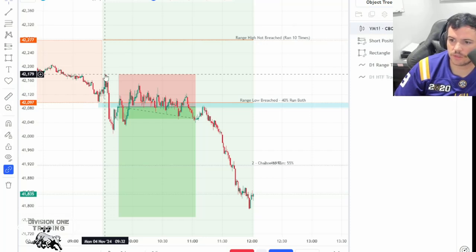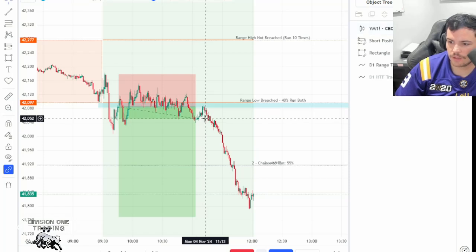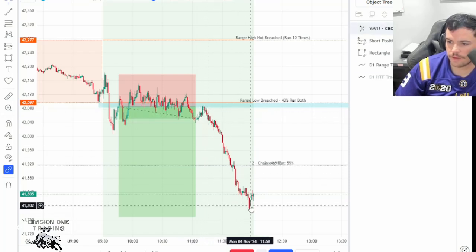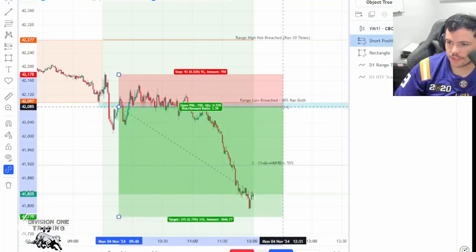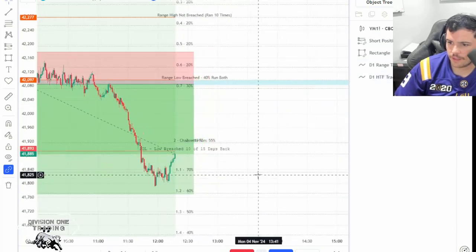And so what did they do? Well, instead of breaking structure, they just consolidated. And then when they were ready, when the time was right, here around 11, 12 o'clock, they dump it. And then obviously here we could take off some partials if we were worried about that trade. And then we would see the levels.